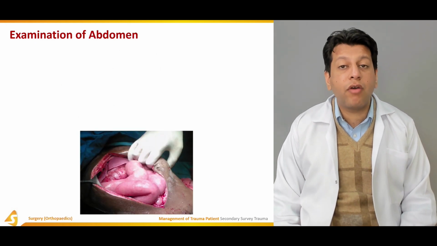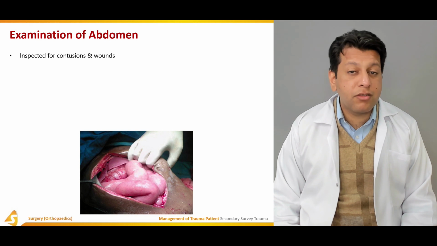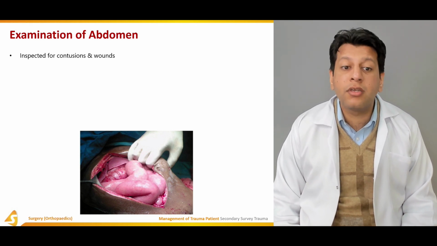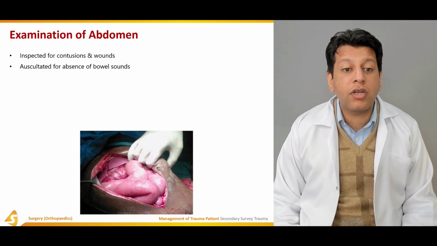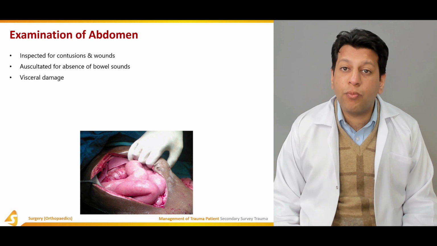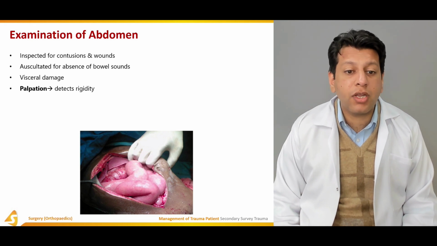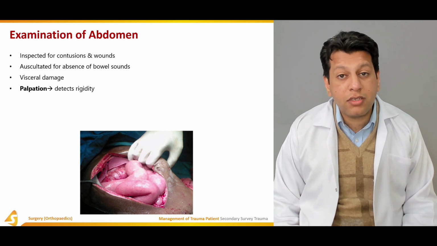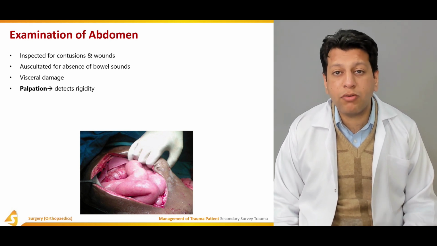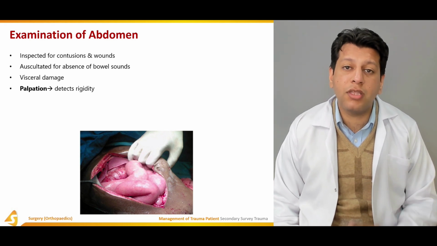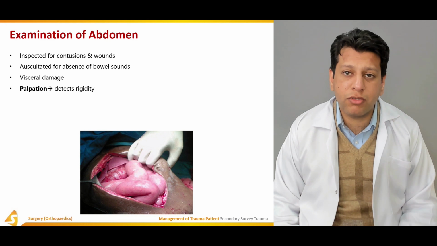Now, examination of the abdomen. Again, the scheme is the same. Look, feel, auscultate and percuss. That is basically inspecting for contusion and wound, auscultating for the absence of bowel sounds, looking for visceral damage, and then palpation for defense, actually rigidity. If there is some degree of hemoperitoneum, this will usually give a board-like rigidity to the abdomen, but usually hemoperitoneum is ruled out on the primary survey.